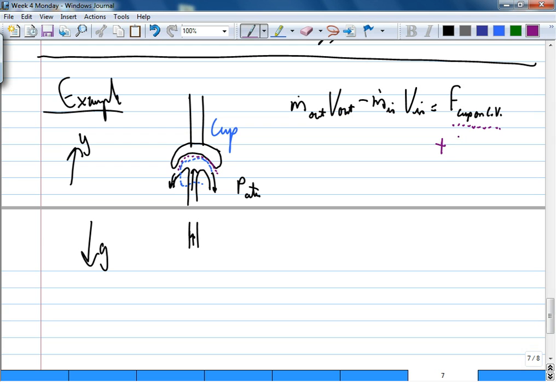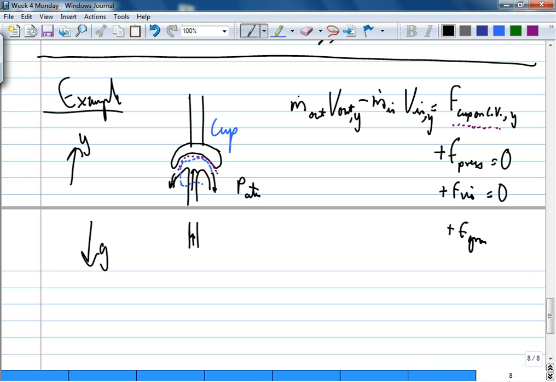Plus F pressure. And that one is 0. So here, we can already do the Y. We're only interested in the Y direction. So far, I'm only doing one direction problems. Next, I think I'm supposed to do two direction, but I'll do one direction problems. Plus F of cup on control volume, plus F pressure, plus F viscous. This one is 0. Plus F gravity. This one is approximately 0, very little fluid inside the control volume. But by right, it's actually mg, but never mind.